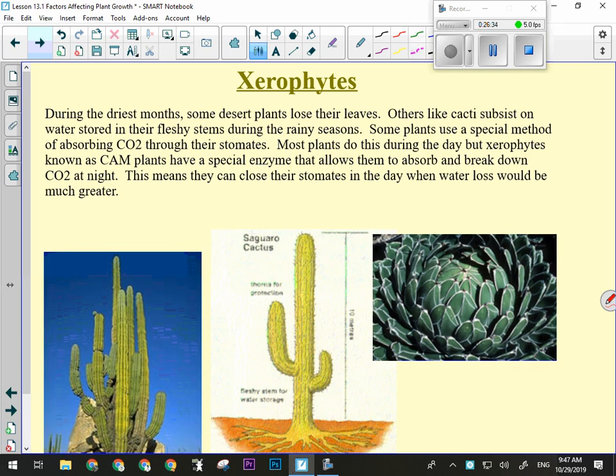During the driest months, some desert plants will lose their leaves. So that's another adaptation of xerophytes. Others like cacti will subsist on water stored in their fleshy stems during the rainy seasons. Some plants will use special methods of absorbing CO2 through their stomates. Those are called CAM or C4 plants. They do the light collection during the day, but the evaporation part of photosynthesis occurs at night. They actually separate the two processes.